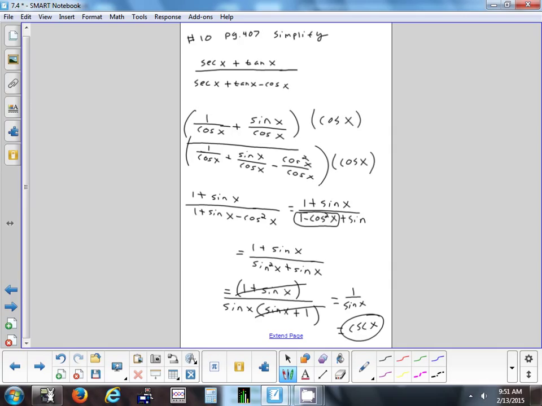Okay, so I think I would say we picked a good method. This wasn't too bad. You could have tried other things, but I think this is probably the fastest way to do it. Okay, so that's trig identities.